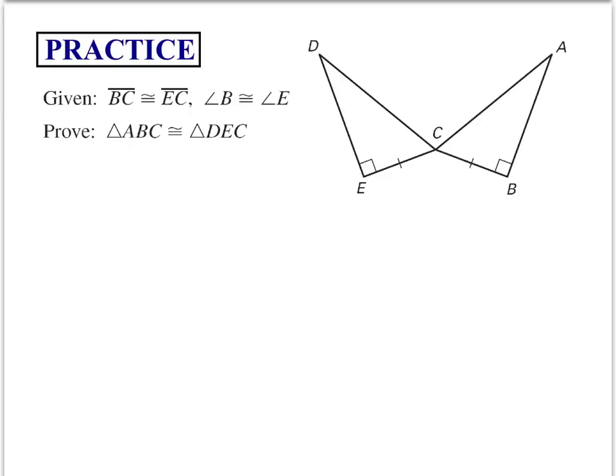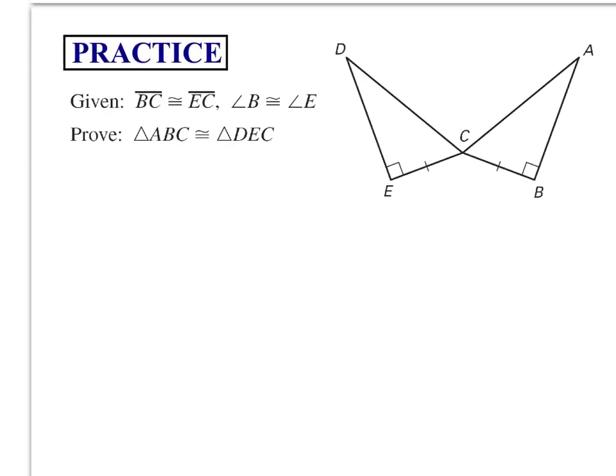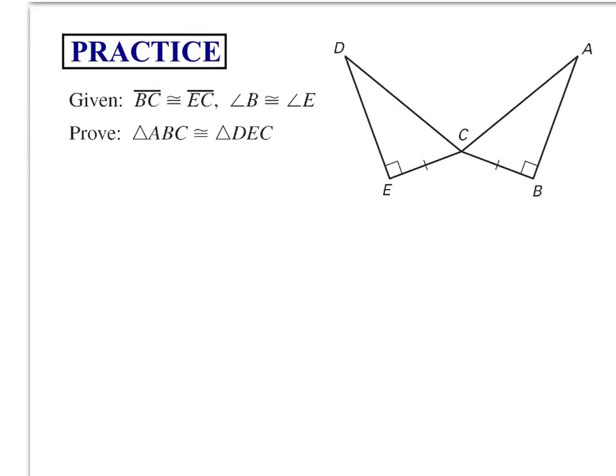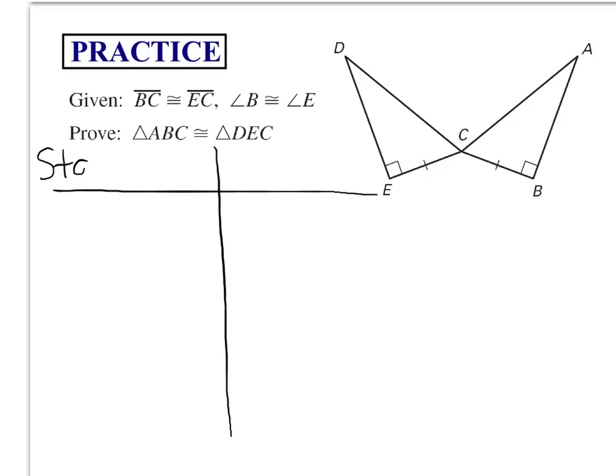Okay, so let's get to some proofs. We're given two triangles here, and we need to prove that they're congruent. So first thing we're going to do, we're going to create our statements and our reasons column.